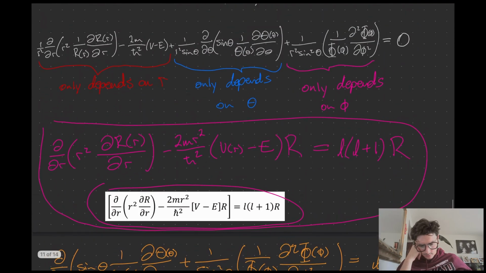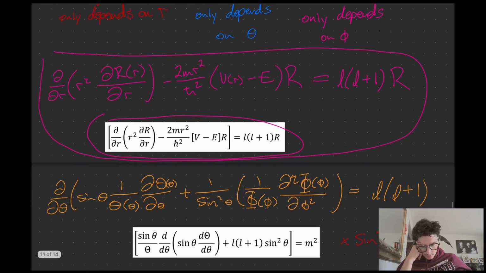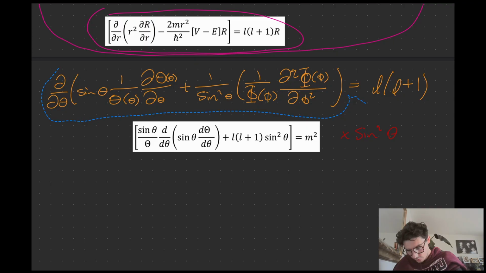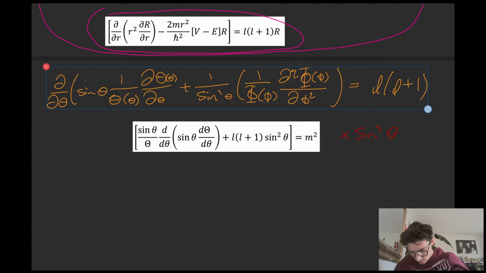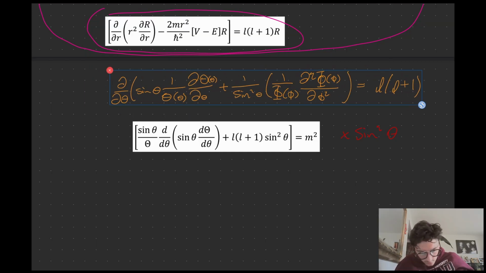Did I forget something? 1 over sine squared theta. Oh, I did forget something. Yes, my bad, guys. I did forget something crucial. So a little mistake on my part, but it's not a big mistake, it's just me forgetting to write something. Boom.